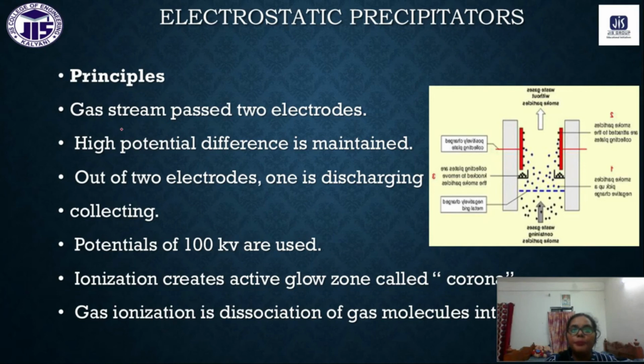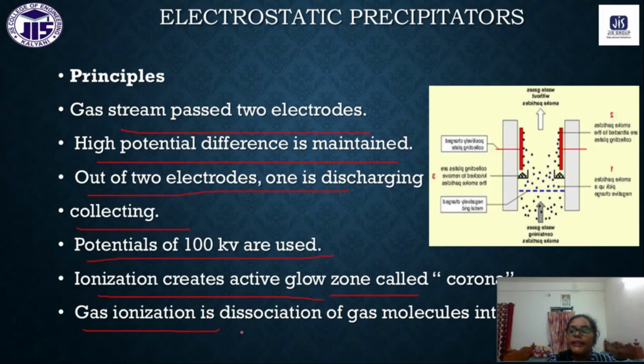The gas stream passes between two electrodes. A high potential difference is maintained. Out of the two electrodes, one is discharging and the other is collecting. A potential of 100 kilovolts is used. Ionization creates an active glow zone called corona, and gas ionization is the dissociation of the gas molecules.